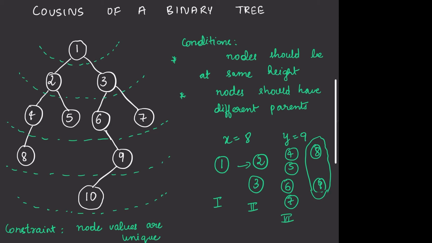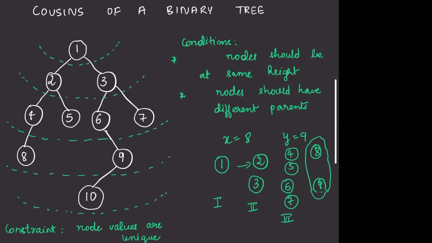We follow the same idea everywhere. So now also we know that the parent of 8 is 4 and the parent of 9 is 6. The first condition is if nodes have the same height, but in the level order traversal, it is guaranteed that both of them are in the same height.